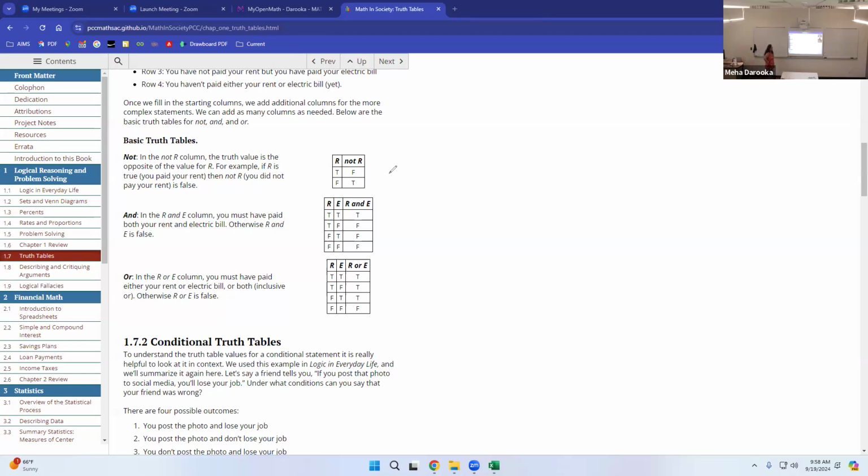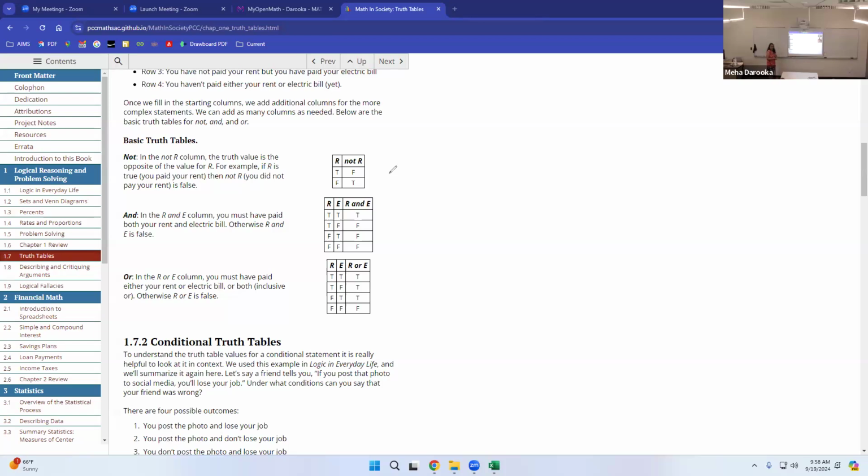Then we talked about what happens if you take two propositions and combine them together using the word and. The only situation where an and statement would be true is when both propositions are individually true. In any other scenario where even one of those statements is false, your combined statement would be false.